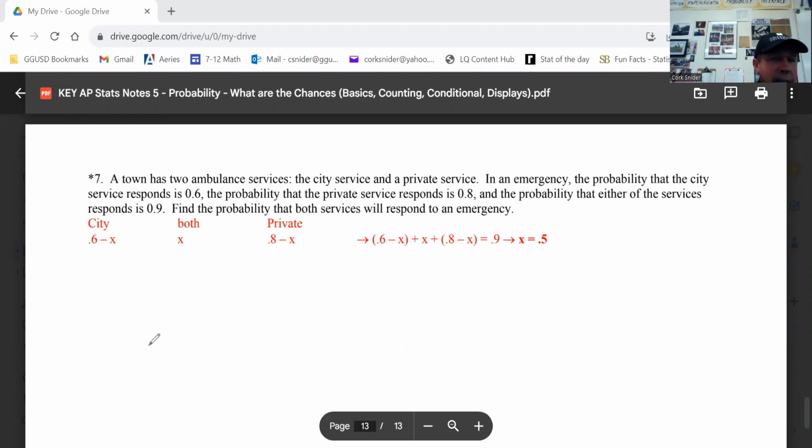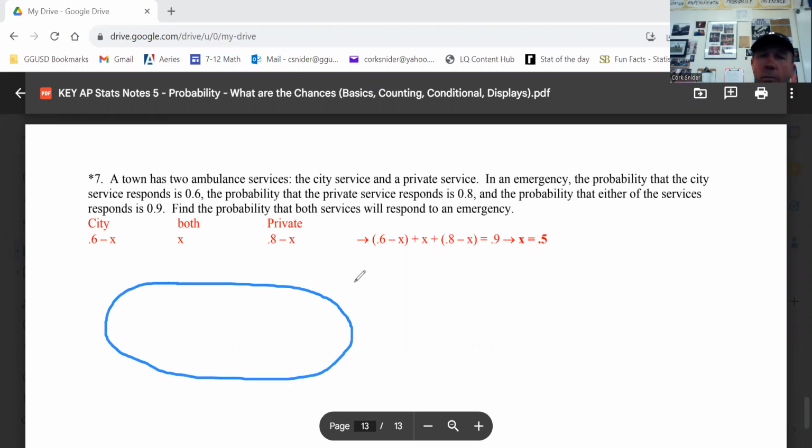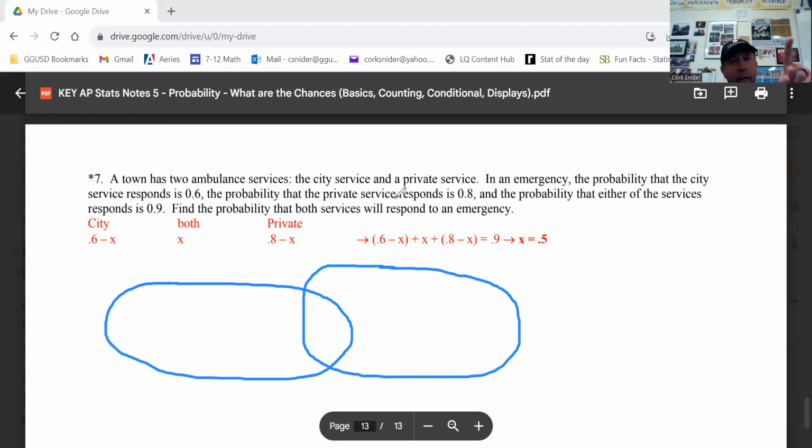Ooh, so this is a little unique. Let me draw this out for you. This would be one we probably haven't seen. So if you read closely, we do not know the probability of both, okay? I'm going to label both responding as X. We don't know what it is. They want both, but we don't know what it is, okay?